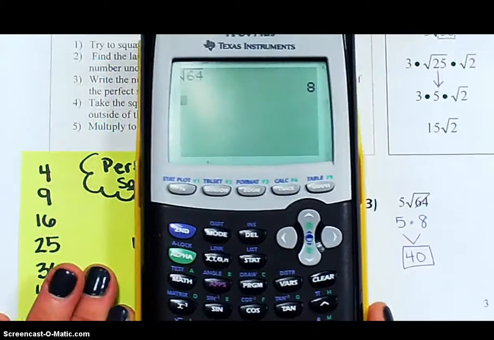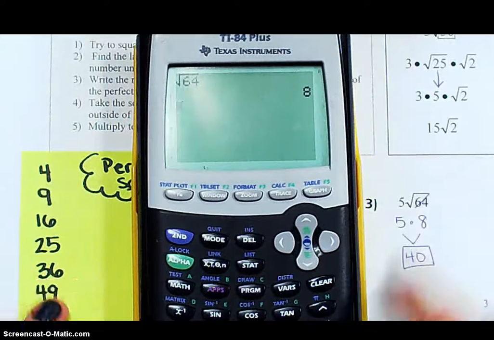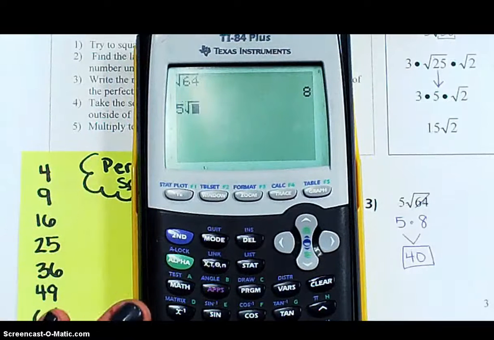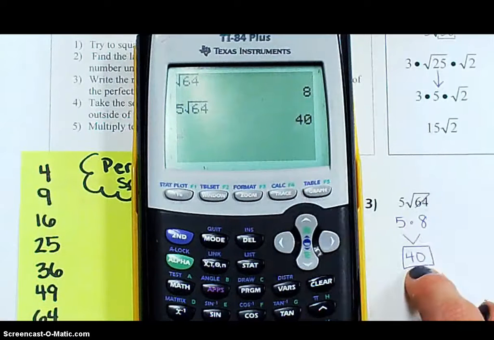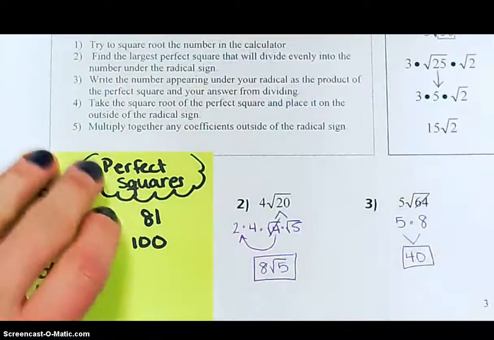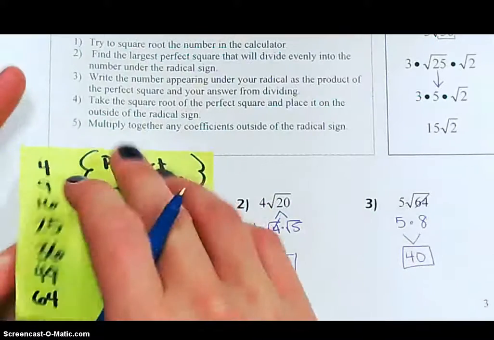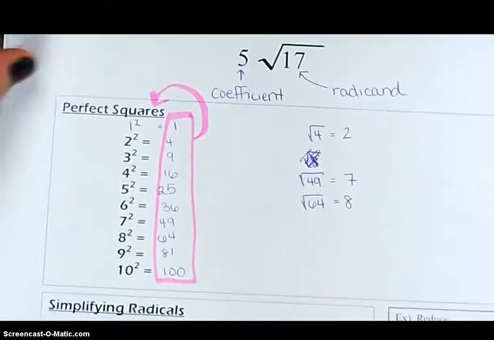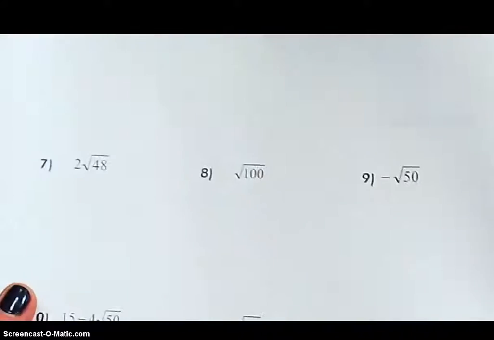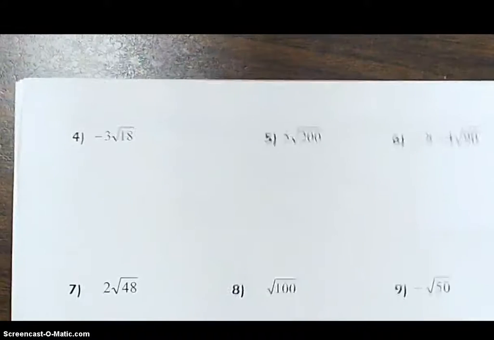If I ever wanted to check it in the calculator, I could just type in the original. So 5 radical 64, enter, and we get 40. So I see that it actually matches, and we got it correct. Okay, let's try a couple more where they're not going to be perfect squares. So let's flip it over, and let's take a look here at number 3.